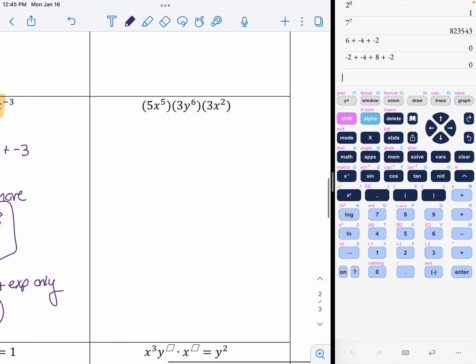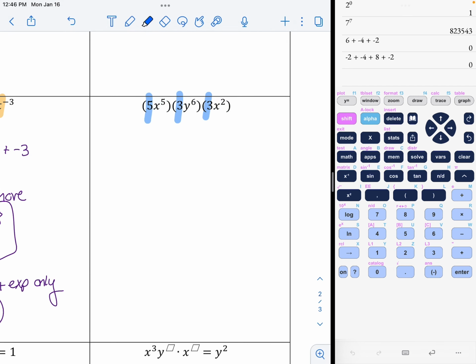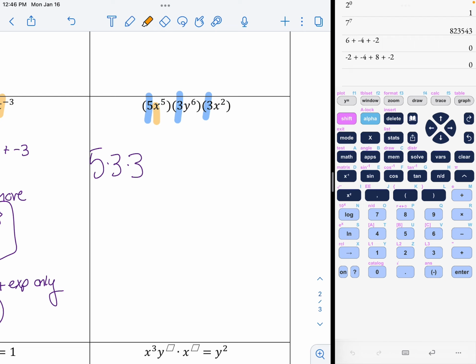The next one, coefficients. My coefficients are 5, 3, and 3. So I'm going to write 5 times 3 times 3. My common bases, let's see, I'm going to grab orange. I have x and x. So here's the x. I'll highlight it so you can see the color. The exponents on those were 5 and 2. So I'm going to need to do 5 plus 2 for the x's.